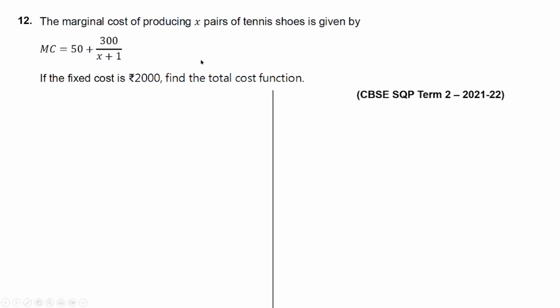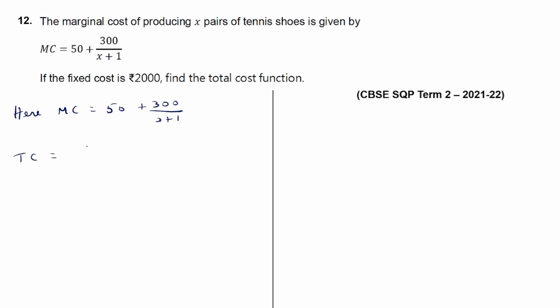Next question, the marginal cost of producing x pairs of tennis shoes is given by marginal cost is equal to 50 plus 300 by x plus 1. If the fixed cost is rupees 2000, find the total cost function. So, here marginal cost is given, we have to find the total cost function. Here marginal cost equal to 50 plus 300 by x plus 1.